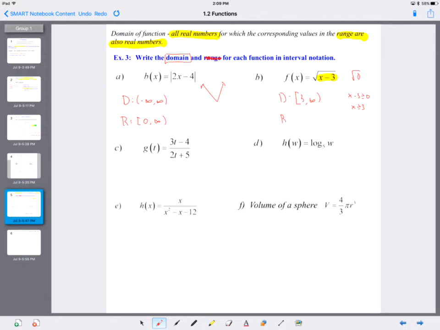If you wanted to practice the range on this one, I will tell you, it would be values that are greater than 0. Okay, once again, it's not shifted up or down.